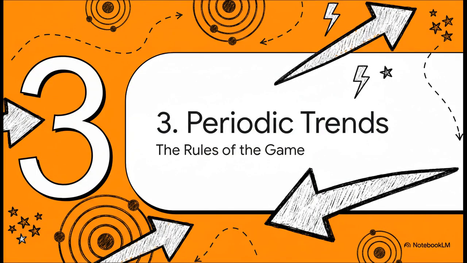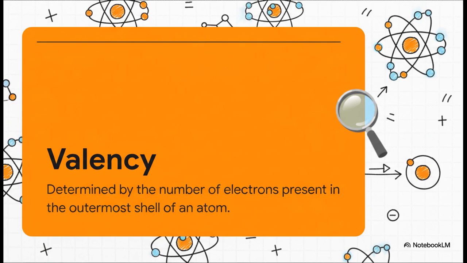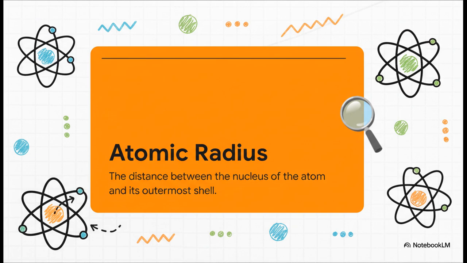Now that we have our map, let's learn the rules that govern this world. These periodic trends are pretty much guaranteed exam questions, so let's really dive in and understand them. First up is valency. This is just a fancy word for an element's combining power. How does it bond with other elements? And the key to figuring that out is looking at its valence electrons. Those are the electrons in the outermost shell. Next, we have atomic radius. Again, sounds complicated, but it's not. It's just the size of the atom, the distance from the center, the nucleus, to the outermost electrons.